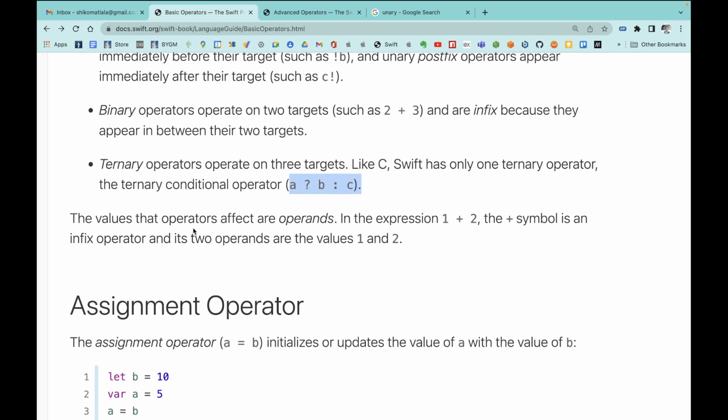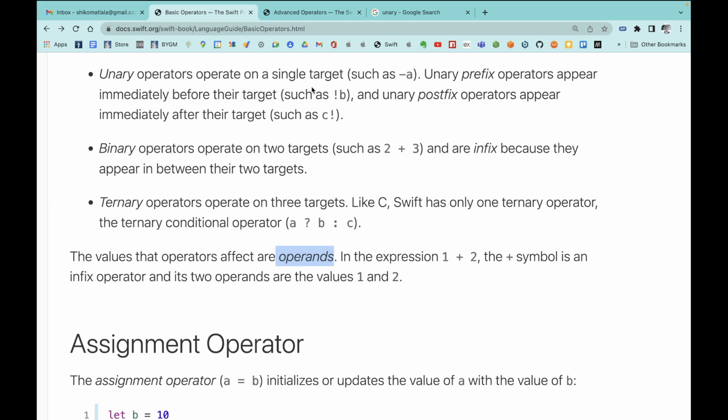The values that operators affect are operands. Okay, so we have an operator, we have operands. For example, it makes sense. 1 is an operand, plus or addition is an operator, 2 is an operand. The addition symbol is an infix operator, and its 2 operands are the values 1 and 2.